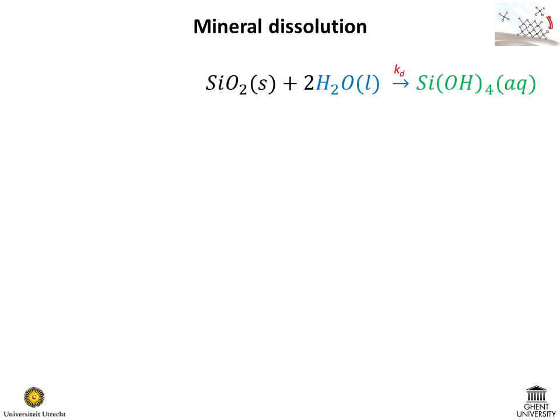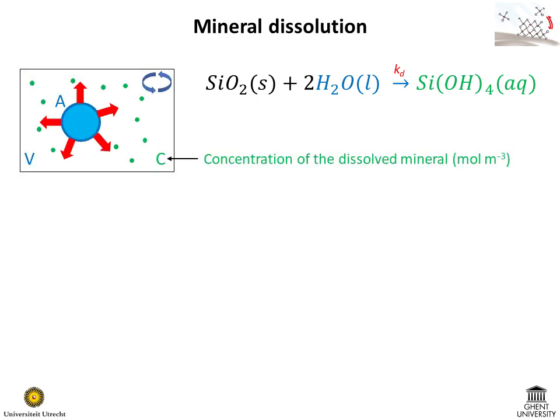First, we consider the forward reaction, which is the reaction where the solid phase silica reacts with water and forms silicic acid, which is the dissolved form of silica. We denote the concentration of the silicic acid by C and the area of the silica particle by A. Additionally, we assume that the volume in which the silica particle dissolves, V, is well mixed.